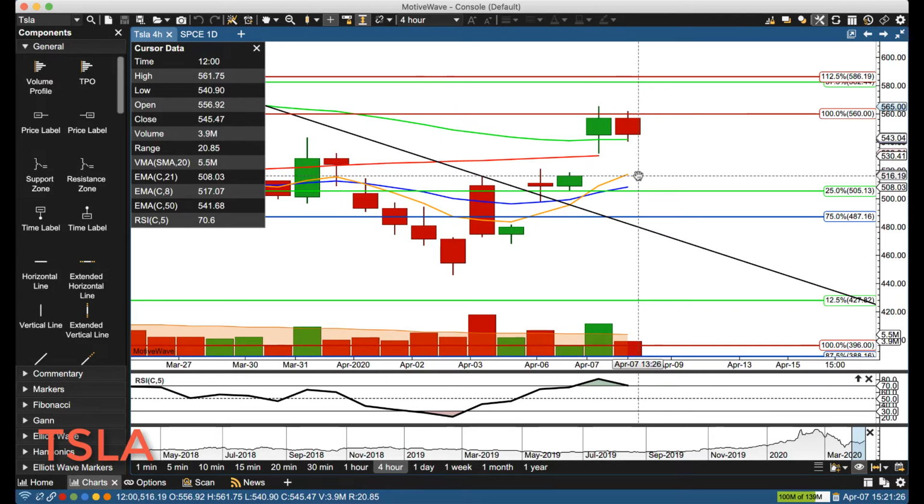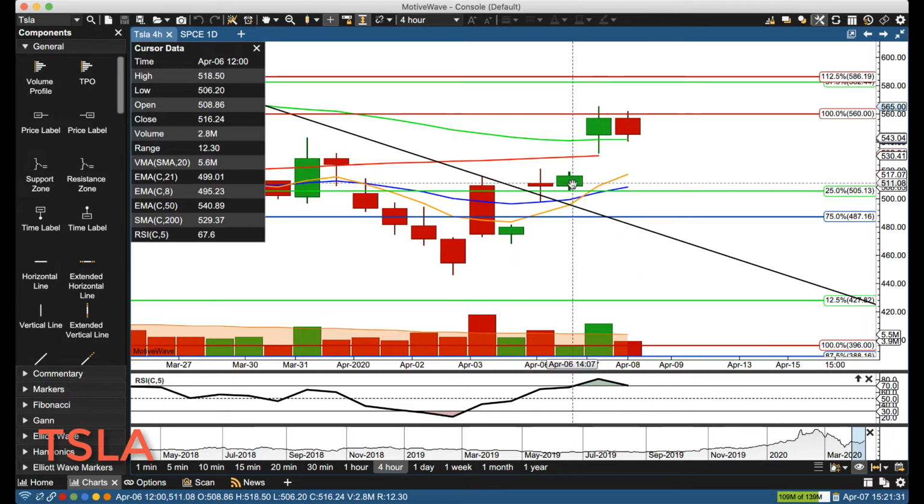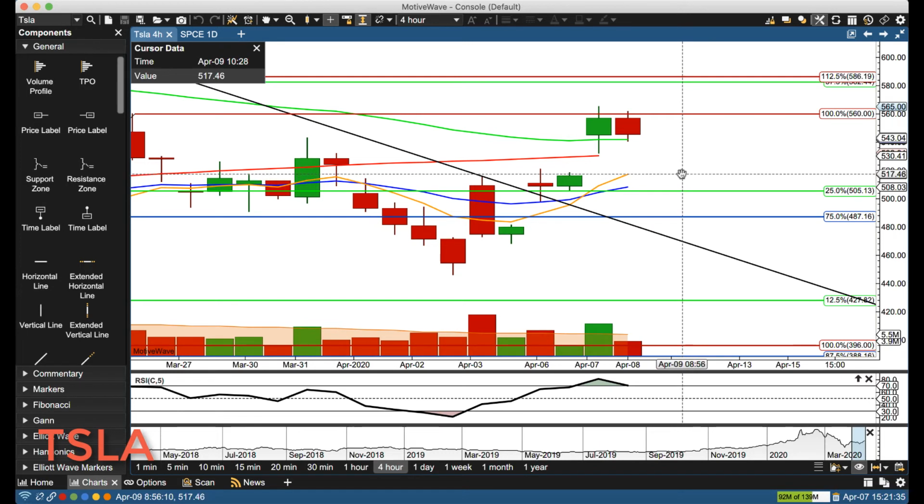We have the key support down around the 516. Let's see, the exact gap fill would be to 516.24. So that's the level around where we'll be watching for key support. If we did drop below there, we'd start watching 500 to 505.